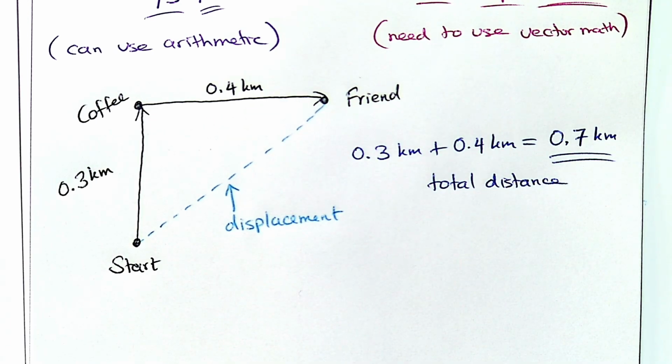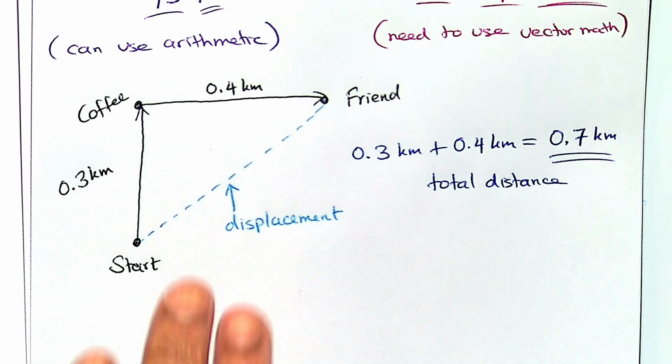Remember, displacement was the final position minus the initial position. Much easier to do in 1 dimension. If you're only moving in the x direction, then you might have 5 meters. The final position could be 7 meters, and you take the difference, and then that's your displacement.